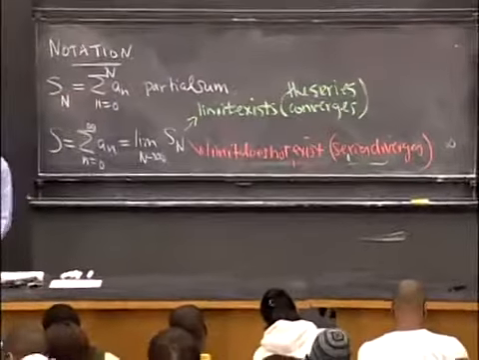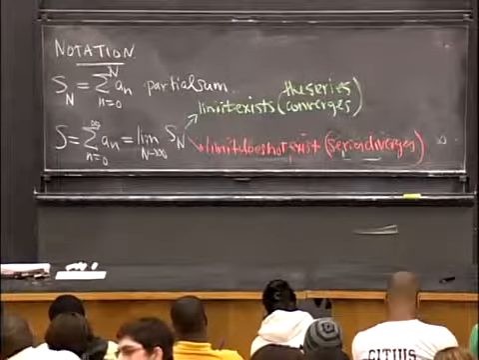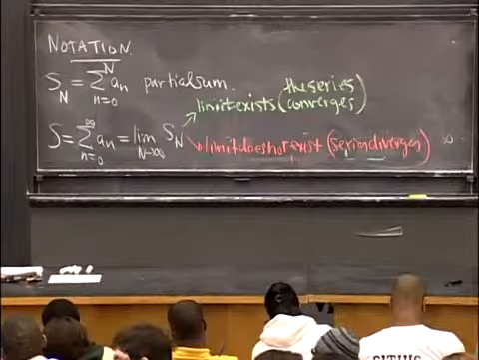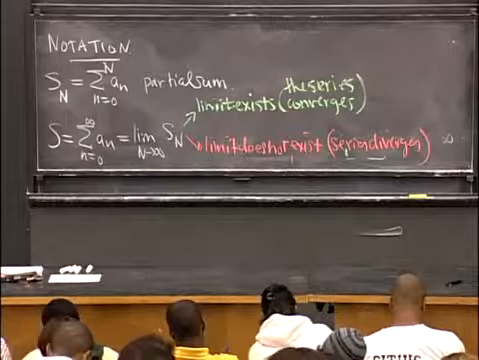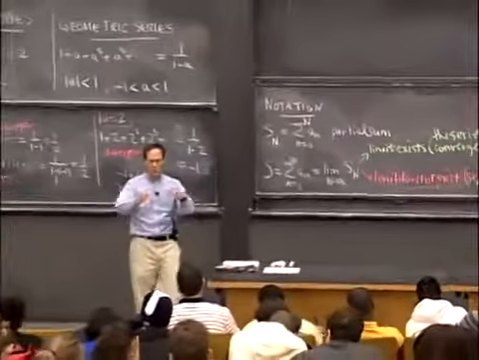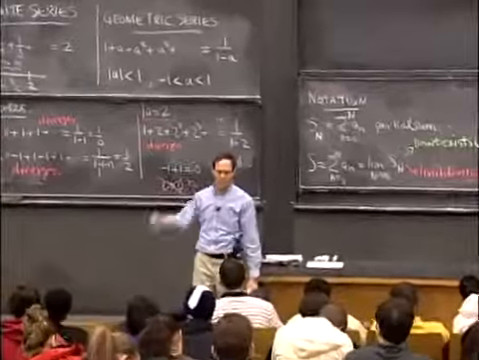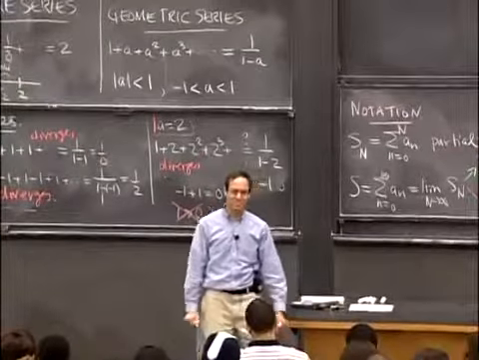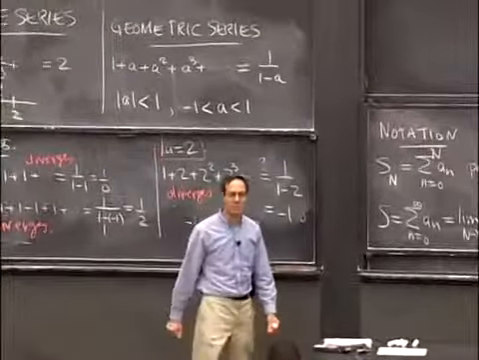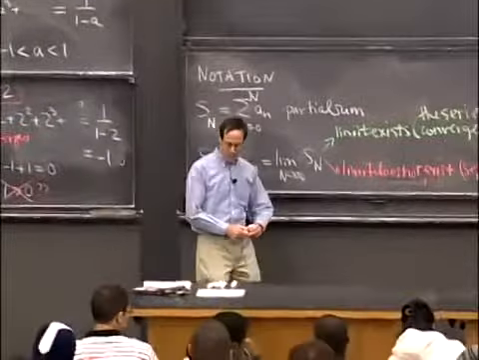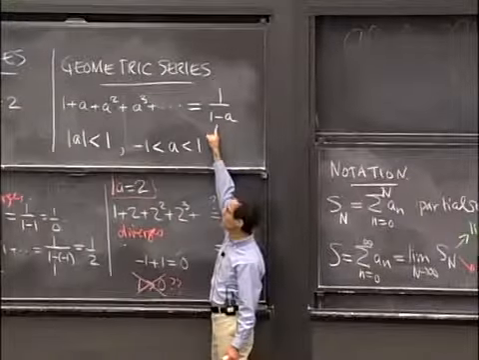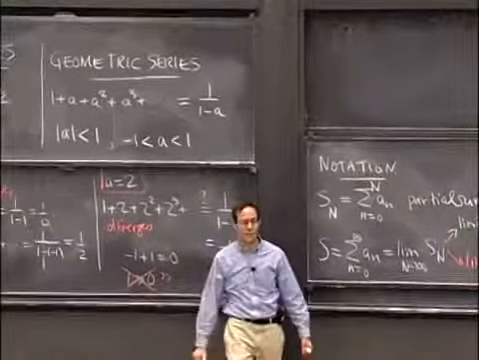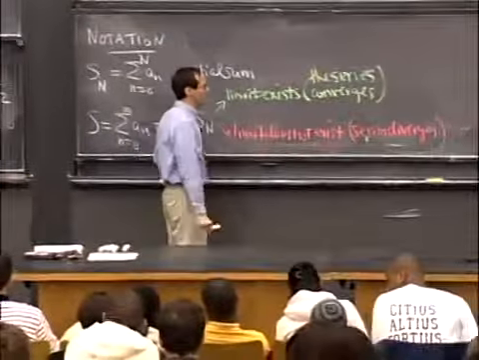Question? How did you arrive at the formula 1 over 1 minus a? The question was, how did I get to this? I will do that next time. But in fact, of course, you've seen it in high school. We'll do that next time. Sorry, I didn't tell you the question. The question was, how do we arrive at this formula on the right-hand side here? But we'll talk about that next time.